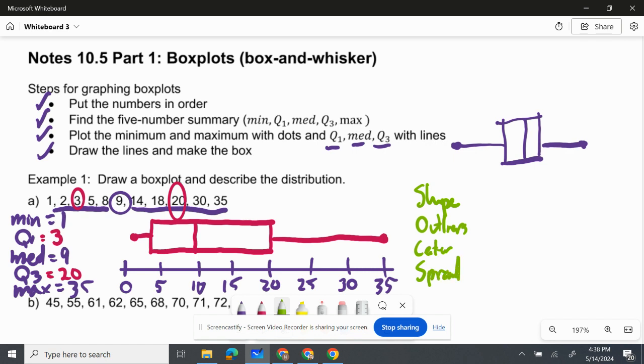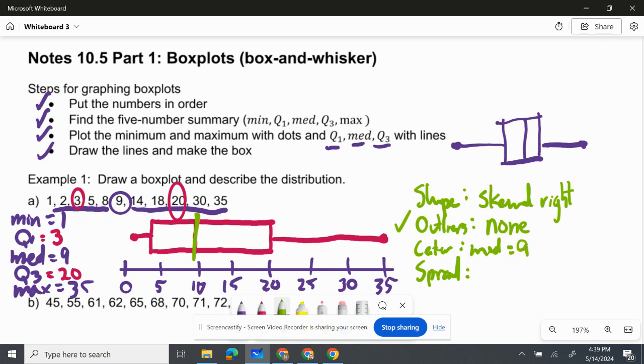So for the shape, we're going to call this skewed right, because if we look at the middle, we see that it's more spread out on the right-hand side than the left. Outliers would be none. We're going to go over how to find outliers on our next set of notes. So for right now, all the outliers are going to be none until we're able to use the formula and find our outliers. Center, we're always going to use the median because that's one of our 5-number summaries.